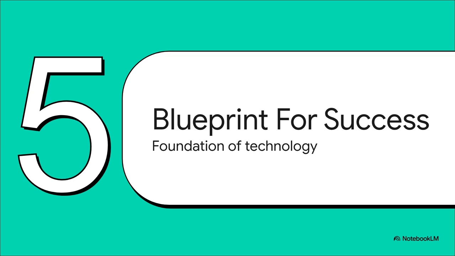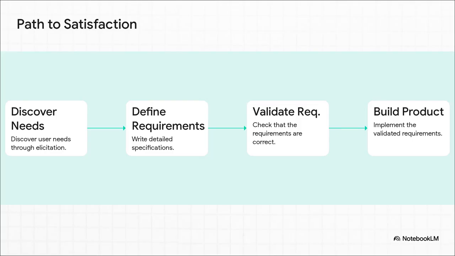This is really starting to feel like it might be the most important part of making software. So what's the big takeaway here? How should we really be thinking about functional requirements? You should think of them as the most important link in a chain that leads from a problem to a happy user. First, you figure out what people need. Then, you define those needs as clear requirements. You double-check or validate that those requirements are correct, and only then do you actually build the product. The requirements are the bridge connecting the user's problem to the final solution.